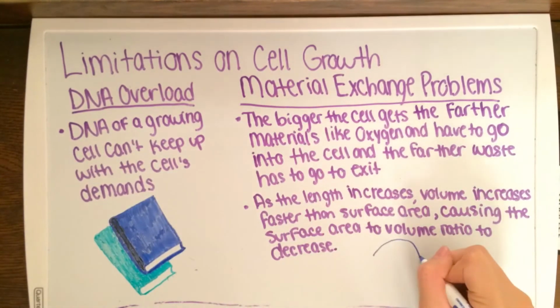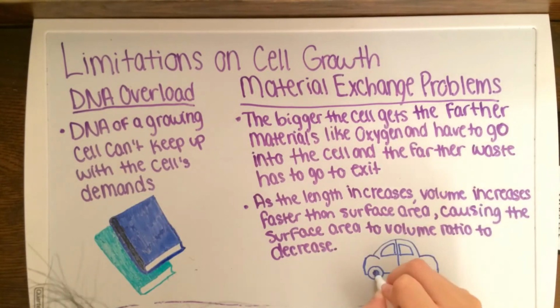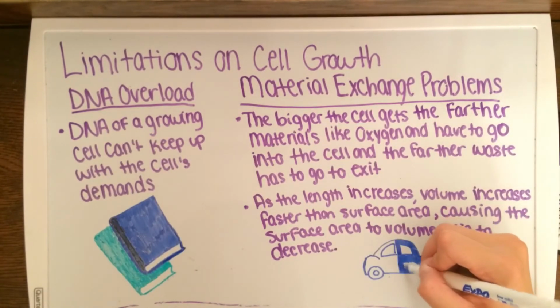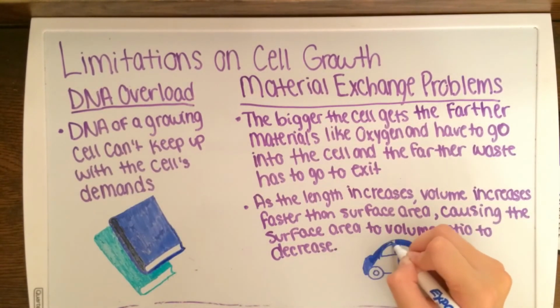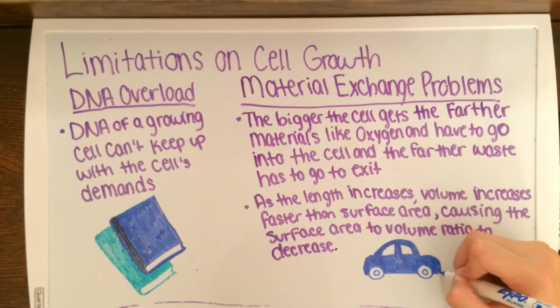Think about it this way. Imagine a town with a two-lane main street. As the town grows, more people use this street. The main street leading through the town will not increase in size. People will have more traffic as they enter and leave the town. A cell that grows will have a similar problem.